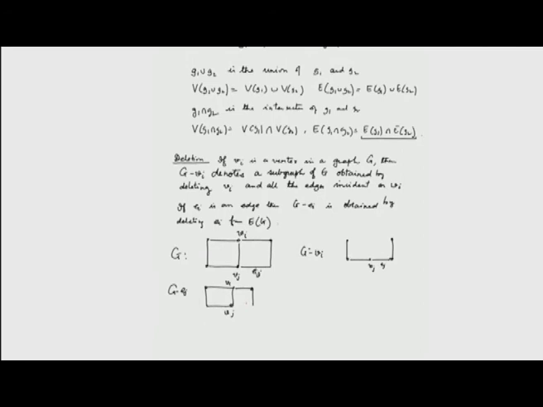And lastly, I have another notion, that is fusion. Fusion means that you can fuse two vertices and make them one vertex, and then all the edges which are incident on these two vertices will be combined as incident edges on the new vertex.